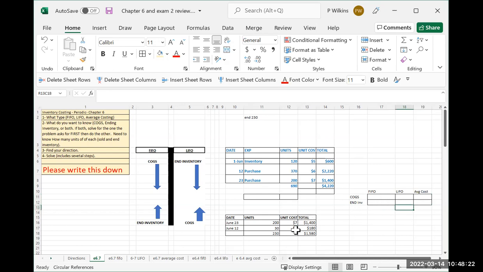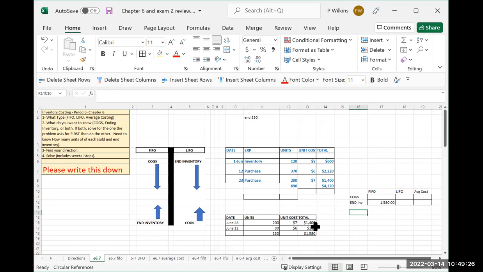So what did we just figure out? We figured out that the cost of ending inventory using FIFO is $1,580. So we would come over here, we would go FIFO, ending inventory is $1,580. That's all you'd be putting in your homework. All right, so that was for ending inventory.